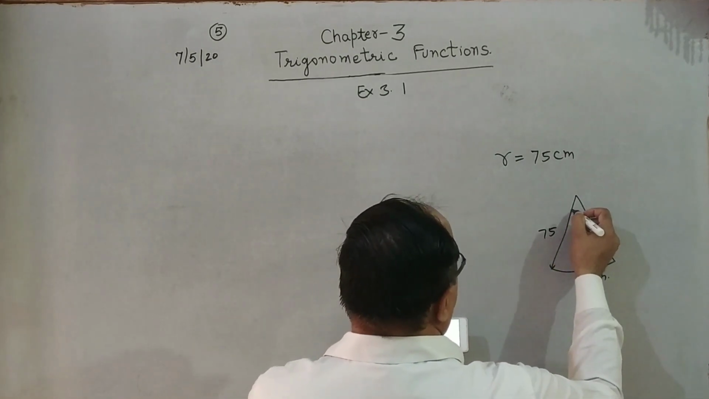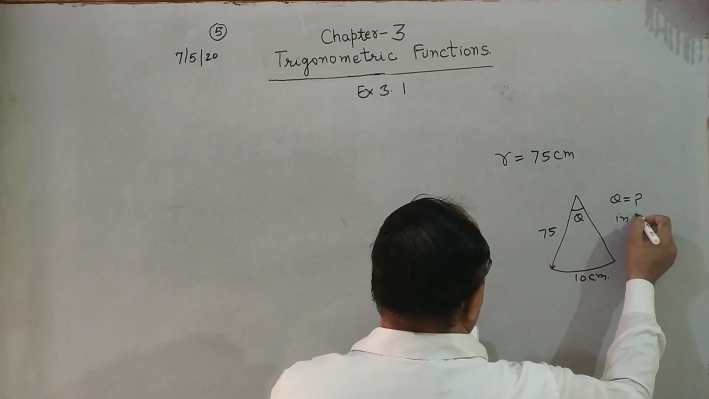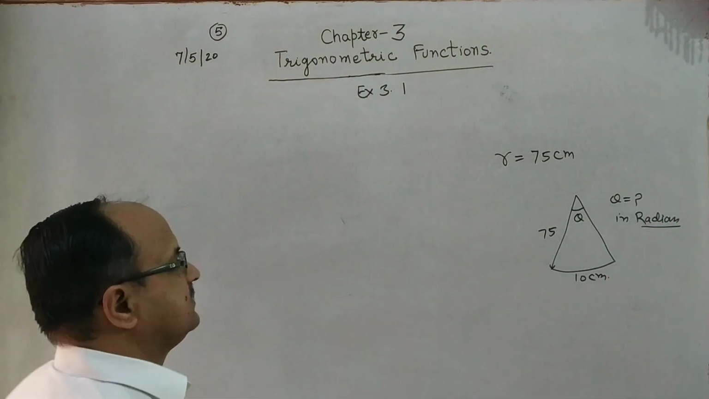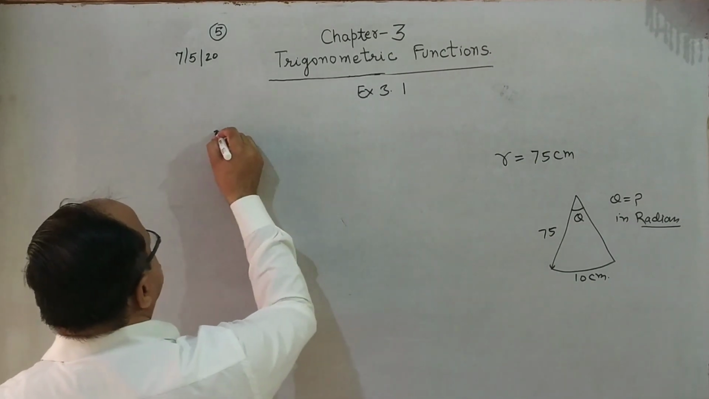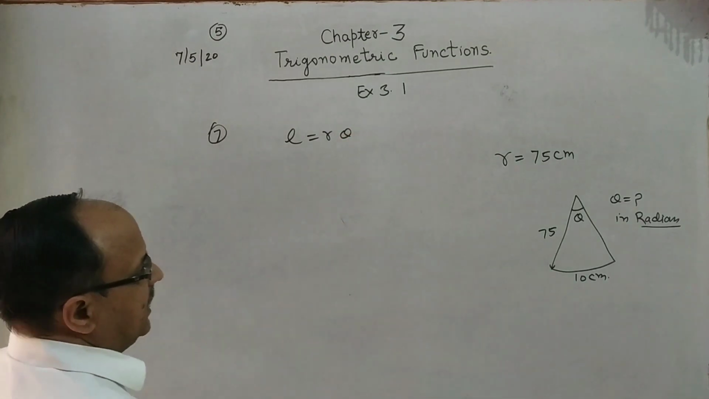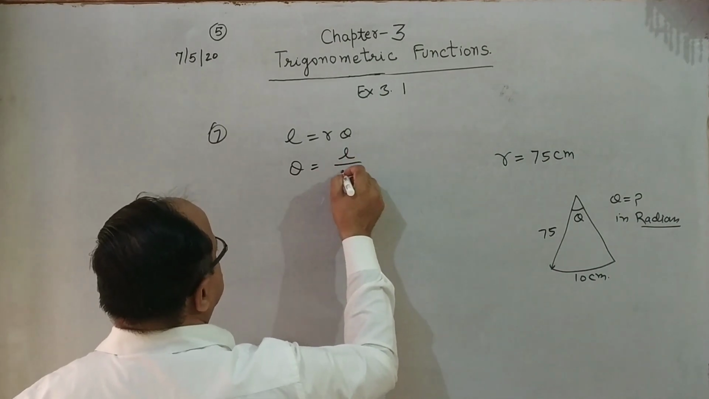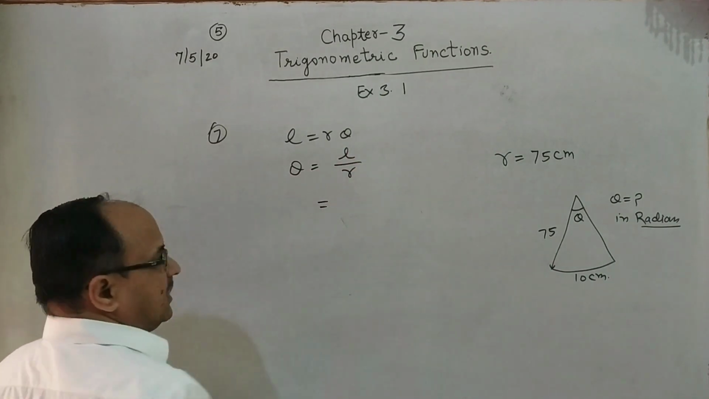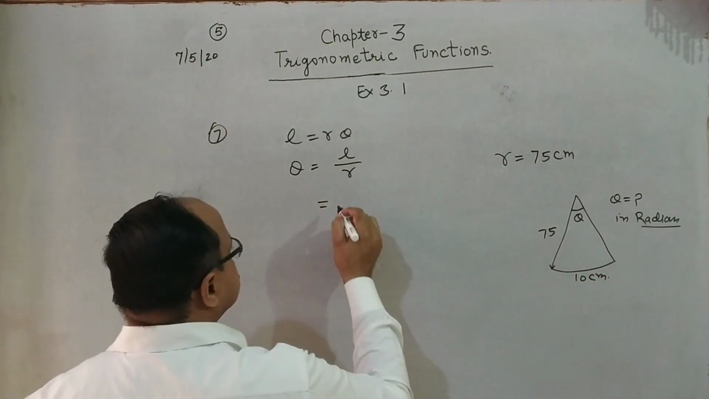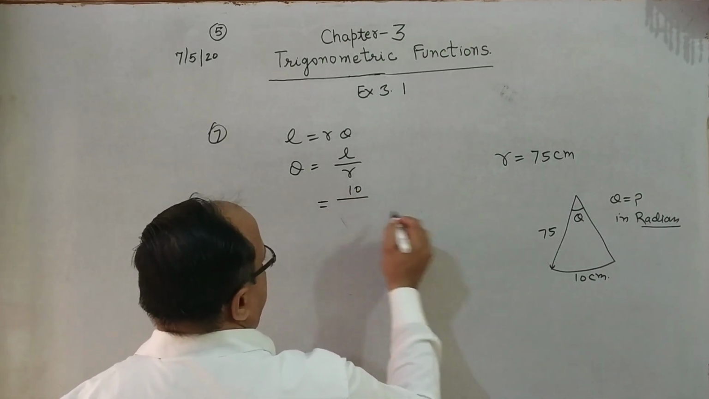And we want to find this angle. We have to find this angle in radians. And the formula you know: L is equal to R theta. We want to find theta, therefore theta is equal to L by R. L means the length of an arc, this is 10, by R, which you know is 75.